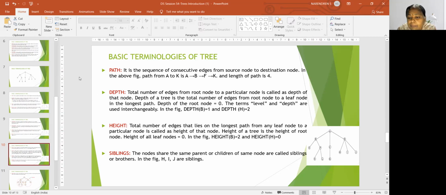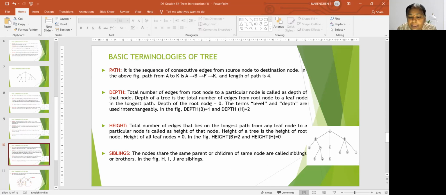What do you mean by the depth of the tree? The total number of edges from the root node to a particular node is called the depth of the node. The depth of the tree is the total number of edges from the root node to a leaf node. We consider the depth of the tree as the total number of edges from the root node to a leaf node in the longest path.